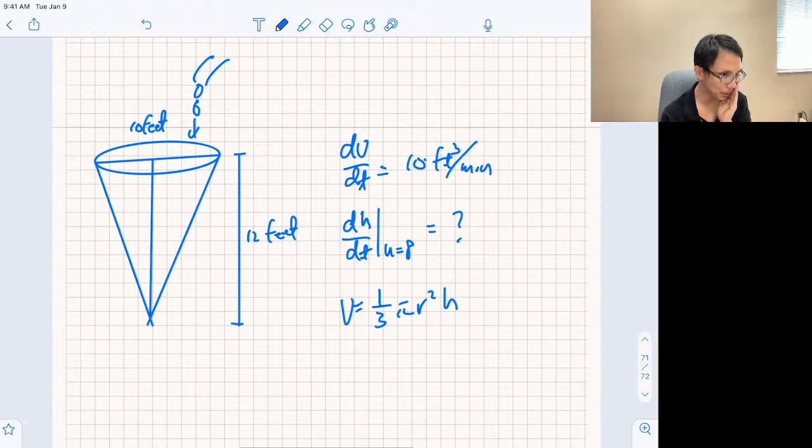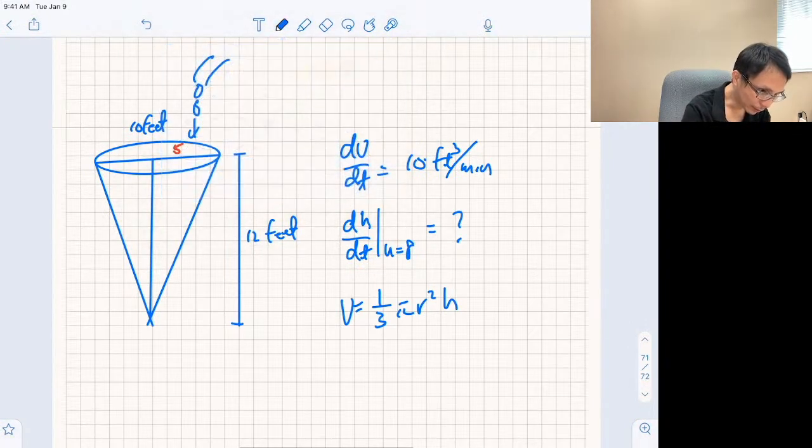The constant is going to be what? Well, I'm going to use 5 for the radius, because I think I see a similar triangle. Do you guys see a similar triangle? I see a similar triangle.